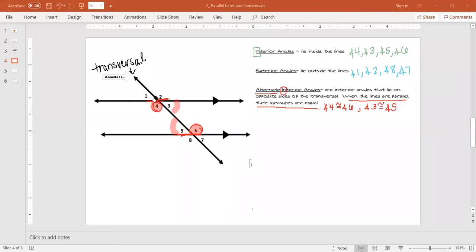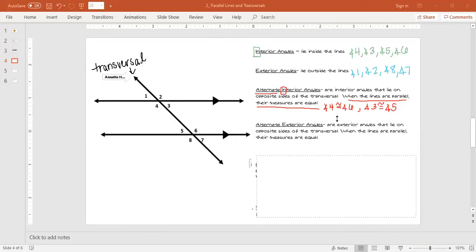All right, so what do y'all think our next one's going to be? If you thought alternate exterior angles, you're exactly right. Our next set of angles are alternate exterior angles. So we're still alternating from left to right, or every other one, but now we're not just alternating, we're on the exterior, which is the outside. They're angles that lie on opposite sides of the transversal, and when the lines are parallel, their measures are equal. It's important to remember here.